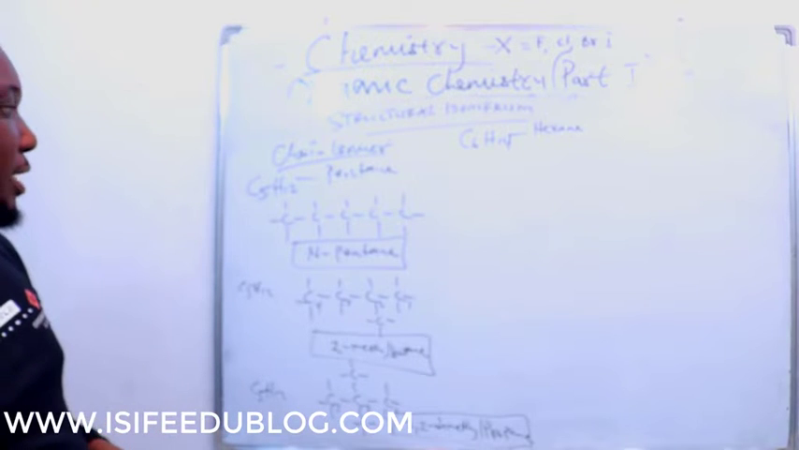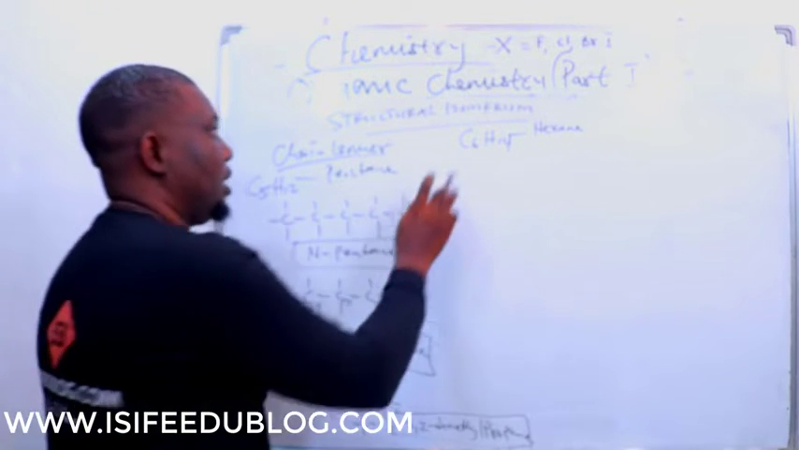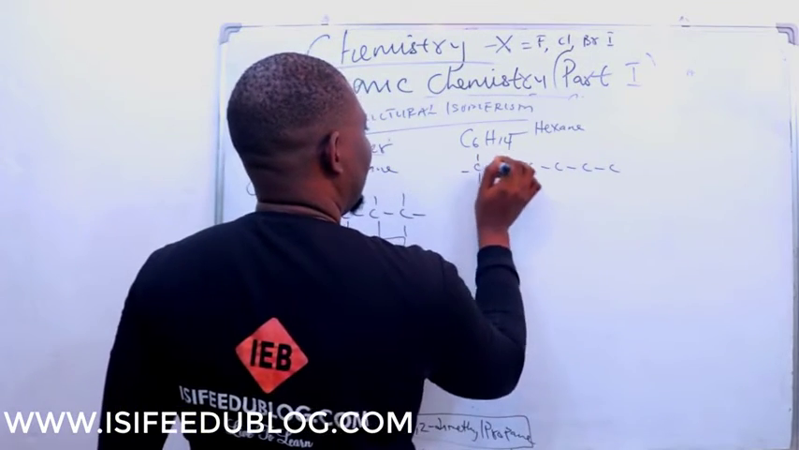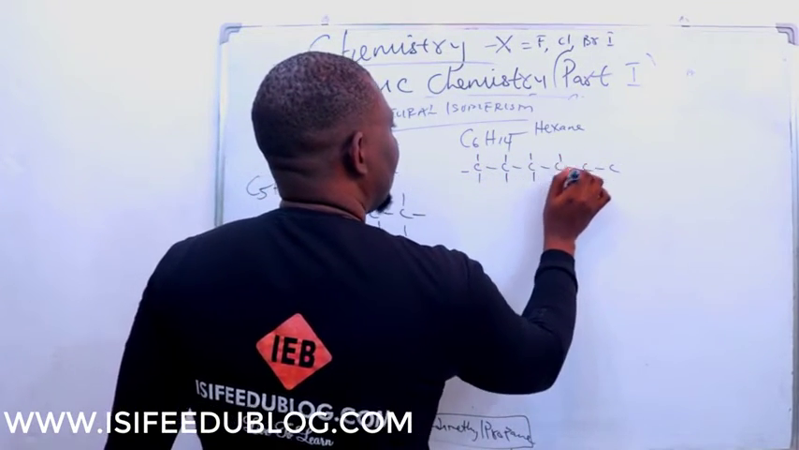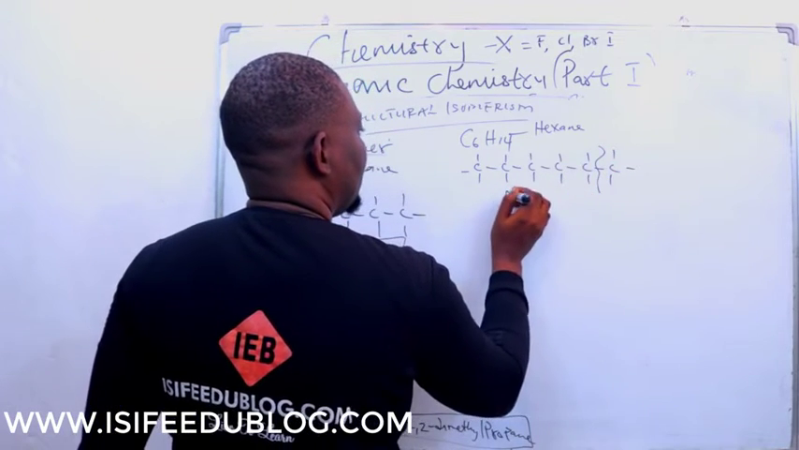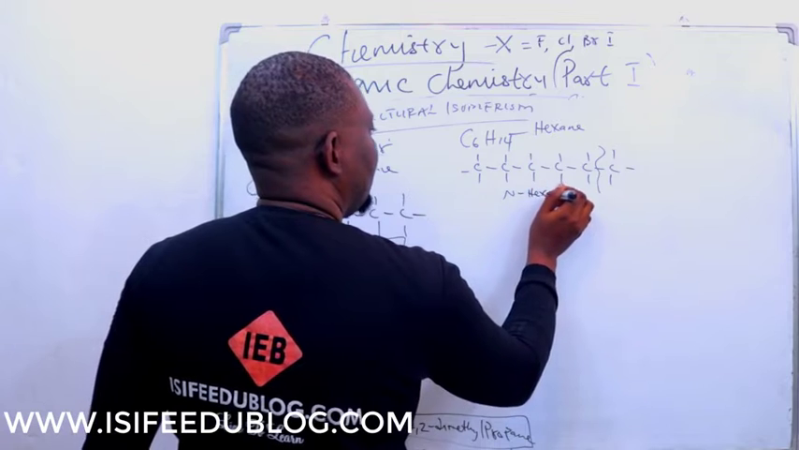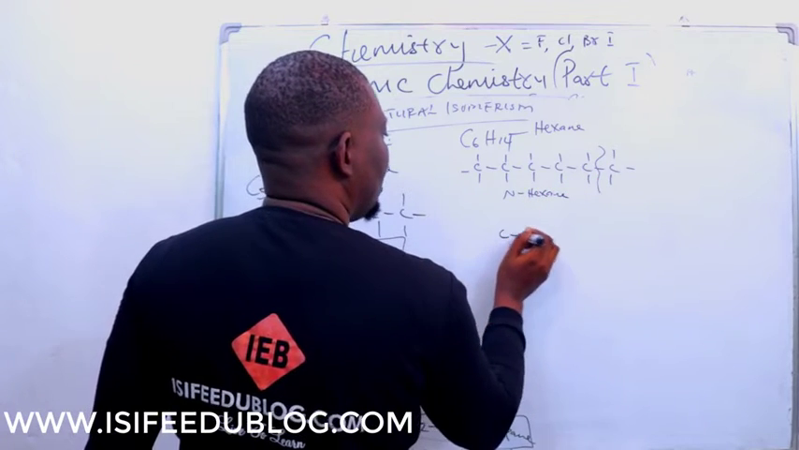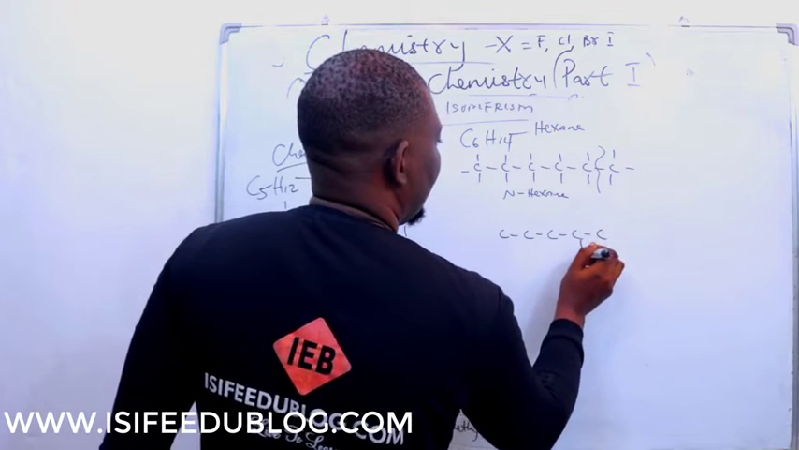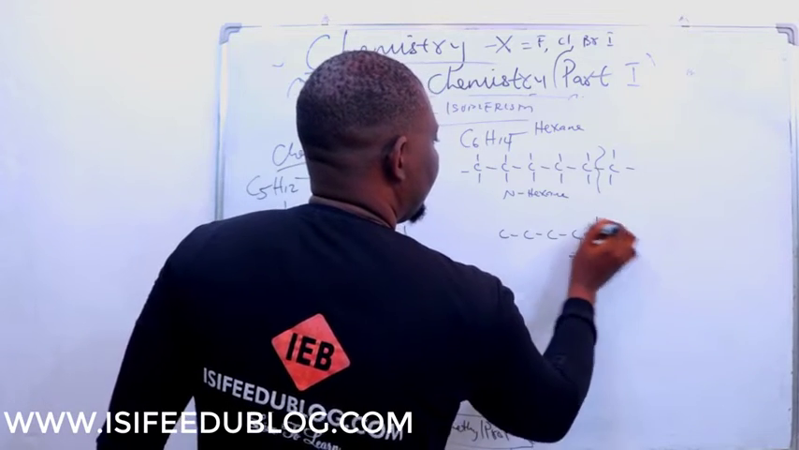You can pause the video. I want to find out how many isomers, so let me do it quickly. We have 1, 2, 3, 4, 5, 6, and 14 hydrogens. Let me cut here, so this one is normal hexane. Let me cut from here: I have 1, 2, 3, 4, 5, and then here will be 6.